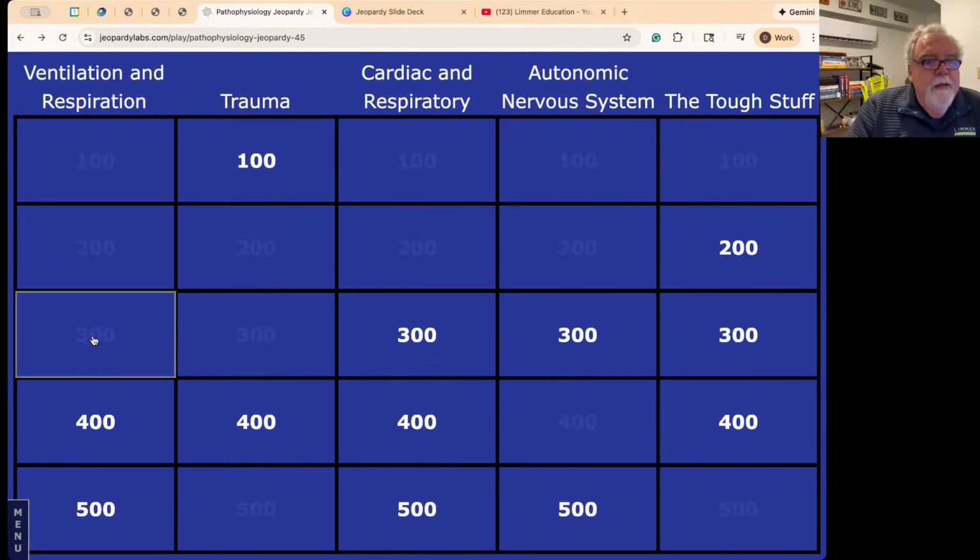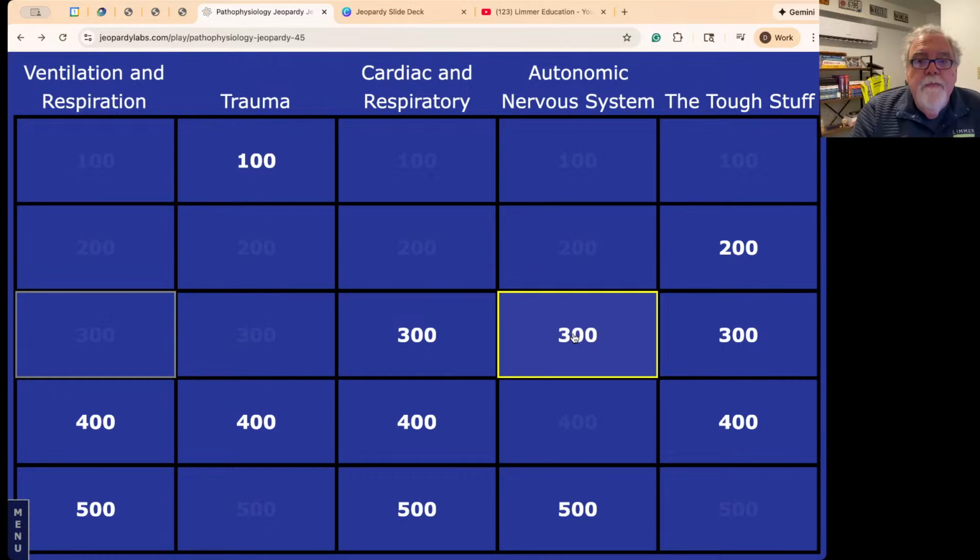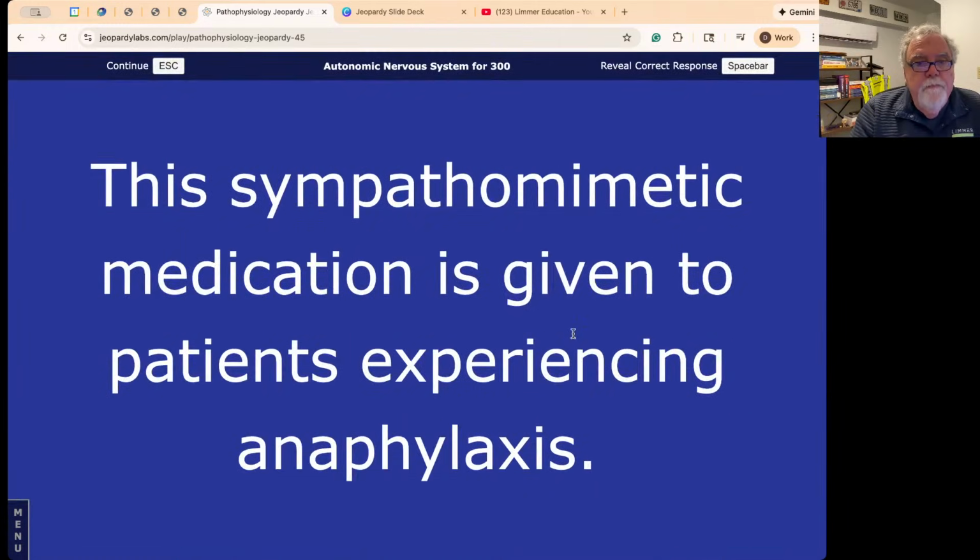All right, so where are we now? Let's start whittling down. I think some of the most challenging ones we've had here are the autonomic nervous system. So I'm going to go for autonomic nervous system for 300. This sympathomimetic medication is given to patients experiencing anaphylaxis.